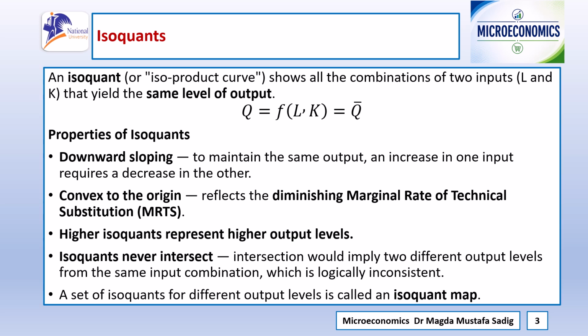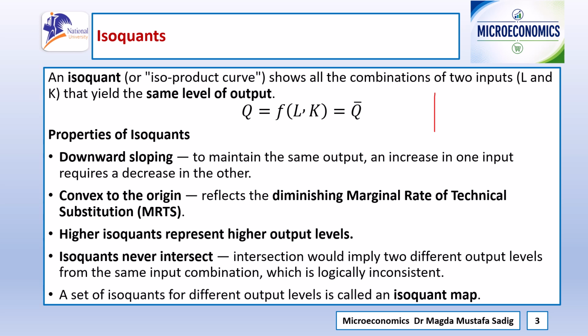The properties, therefore: instead of showing equal satisfaction, it shows equal output. And it looks similar to an indifference curve in consumer theory. Every point on an isoquant represents a different combination of labor and capital. Let me show you the graph from here.